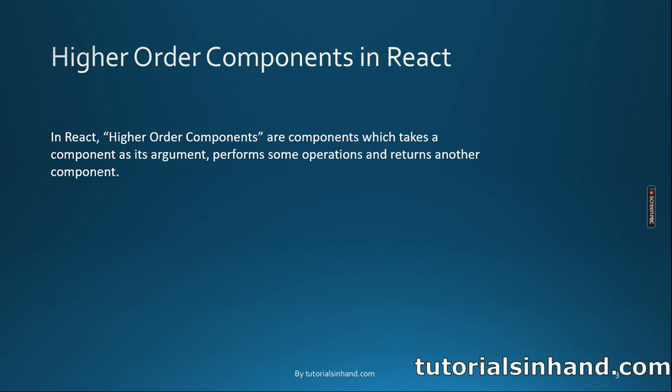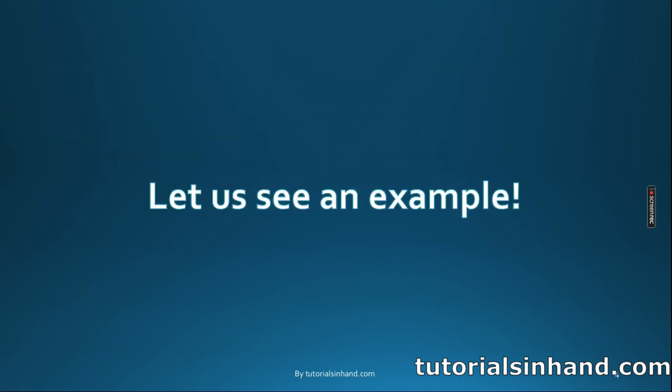So higher order components have some similarity with higher order functions. If you understand the fact that higher order functions take a function as an argument or might return a function as a result, or maybe both, similarly you will understand that higher order components are also components which accept components as their argument, perform some operations and then return another component. So this is a very brief theory about higher order components. There is something more which we will learn later, but let us see an example first.